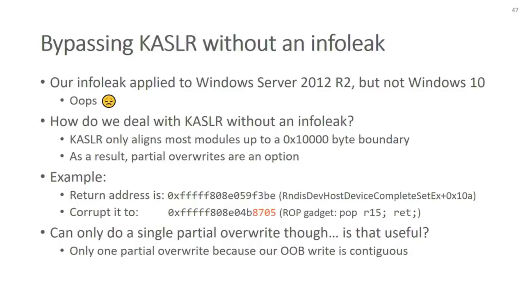In this specific example, I'm overwriting a valid return address, which is supposed to be returning to this function, and pointing it towards the ROP gadget. And so basically, that gives me the ability to execute a single ROP gadget. And, well, is that useful?